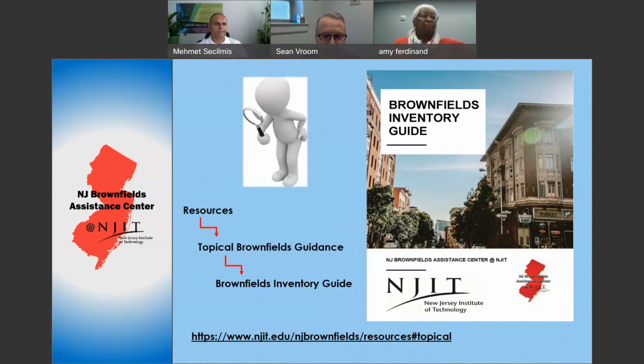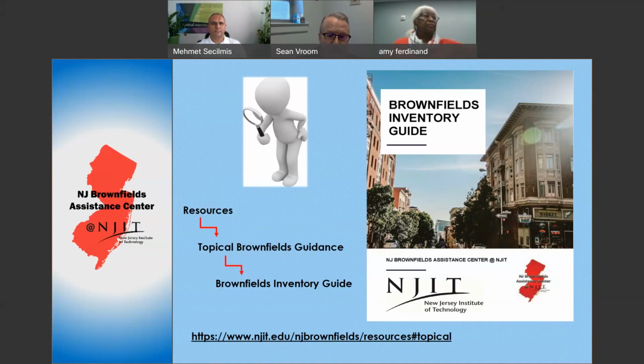So some examples of potential brownfield properties include, but are not limited to, closed schools, former gas stations and auto repair facilities, former dry cleaners, closed factories, vacant warehouses, parking lots, former mills, abandoned railroads, former railroad switching yards, and landfills.